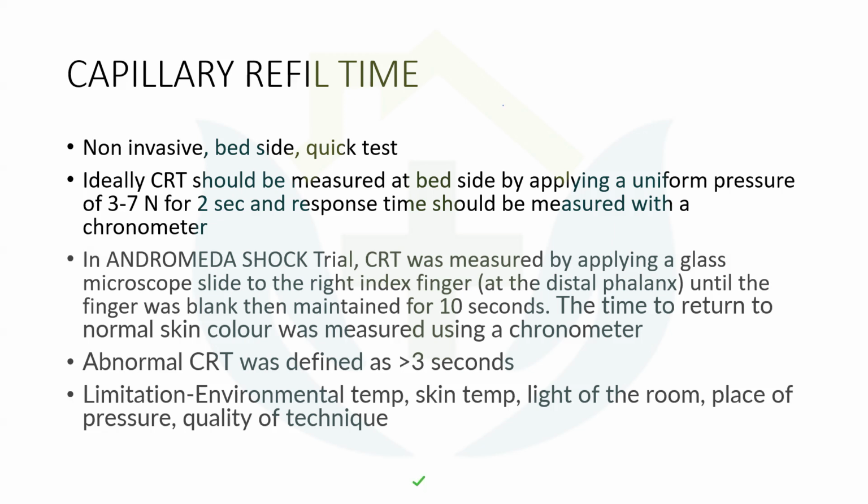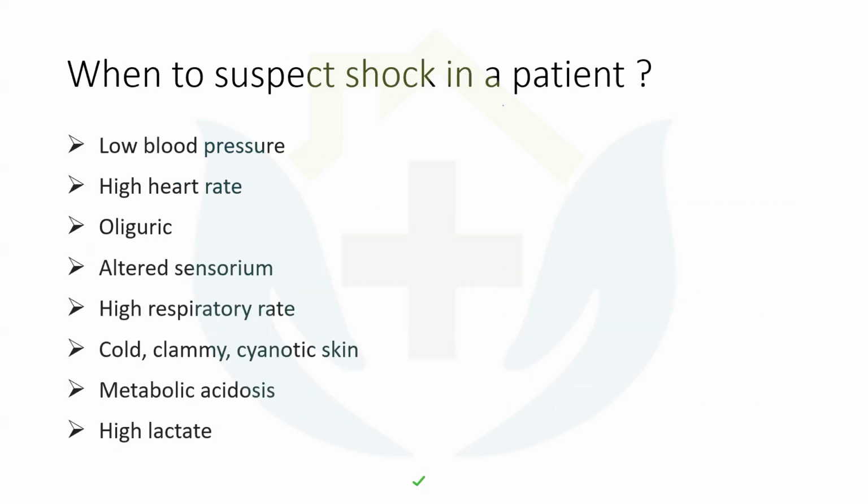So capillary refill time and skin mottling, these things we have to know in detail prior to the exam, and go through the Andromeda shock trial. Now, when to suspect shock in a patient? We know: low blood pressure, hypotension, tachycardia, oliguria, altered sensorium, tachypnea, cold clammy skin, metabolic acidosis, and so on.